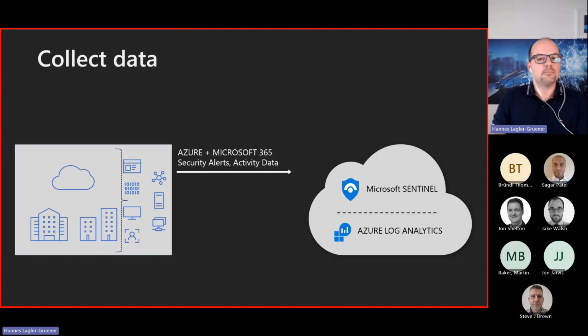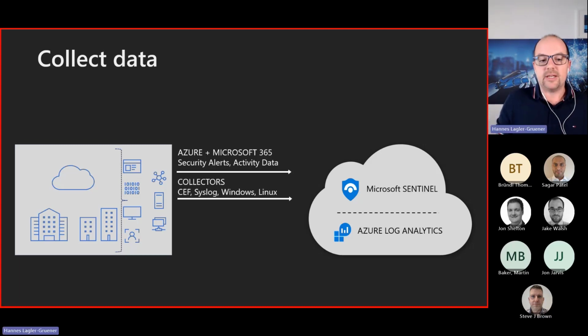First of all, we can connect Azure or Microsoft 365. We have here two different options. What you can do is implement the raw data, so for example, the activity data from Microsoft Azure, or you can also implement security alerts only. This is covered by Microsoft 365. I will also show this in a few minutes in the first slide. Then you have the ability to implement collectors.